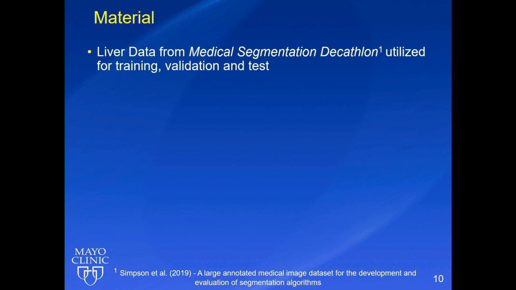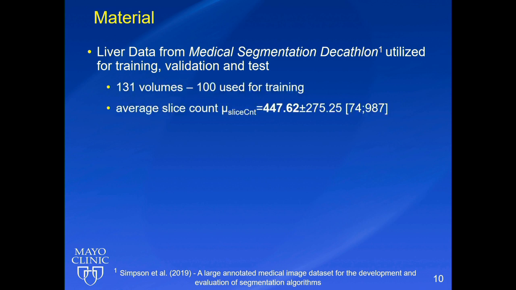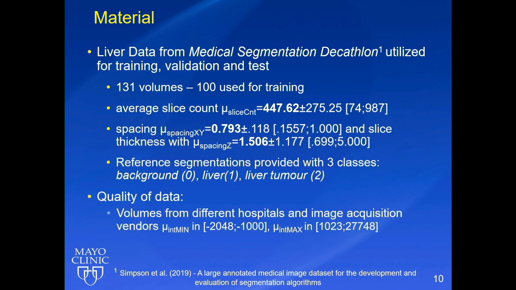Our material, our data sets come from the medical segmentation decathlon. There are 131 volumes, which is a pretty large number and sufficient for most deep learning models to train. In the dataset reference segmentations, there are 3 classes: the background, the liver, and the liver tumor. As we only address the binary segmentation problem, we combine the liver and the liver tumor, so as to get the full shape of the liver, despite if there is some cancer involved or not.